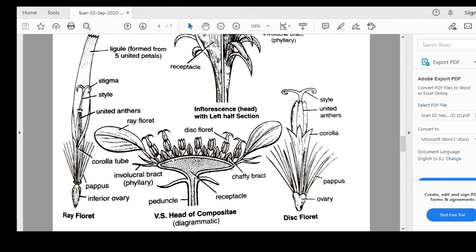VS head of composite, diagrammatic. We can see here, we can easily understand the placement of the ray florets and disc florets on the receptacle. And this is the peduncle.